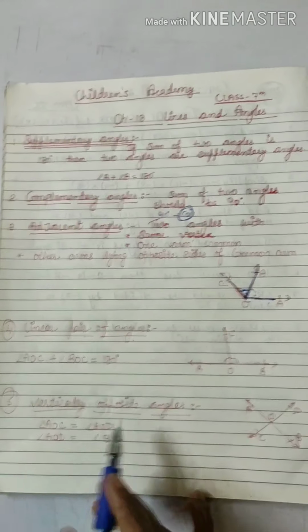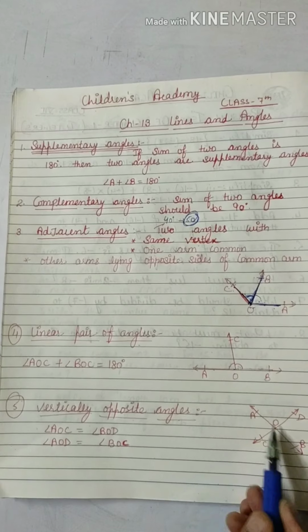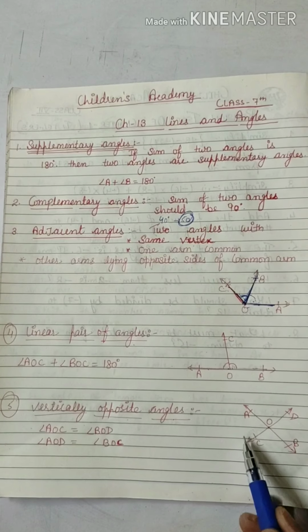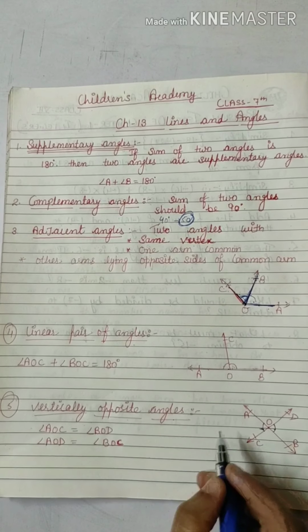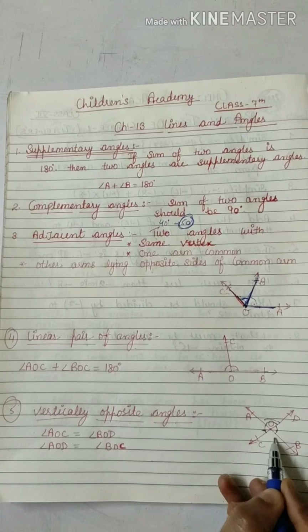Now fifth one is vertically opposite angles. When two lines intersect with each other, the angles formed on opposite sides are called vertically opposite angles.